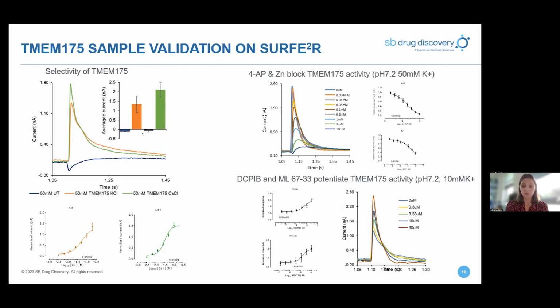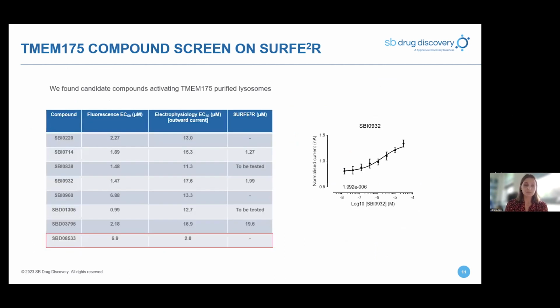So once we had our sample validated on SURFE2R, our own sample made from our cell line, and we were pretty happy with the results, and they were comparable to what Nanion was seeing as well, we could take our compound screen on SURFE2R further. So we found a few candidate compounds that activated TMEM175 on purified lysosomes, with an example here on the right. But strikingly, some of the compounds were not activating TMEM175, including our preferred SB compound that we've been using routinely in electrophysiology, as well as on fluorescence assays.